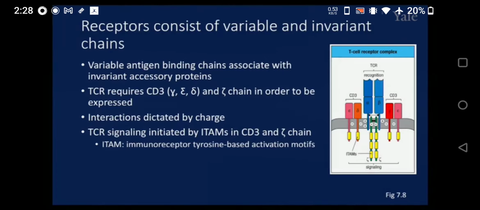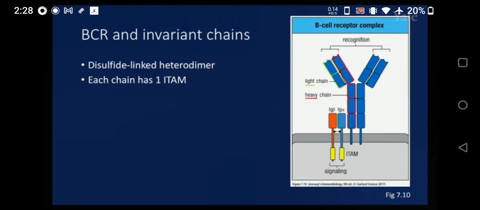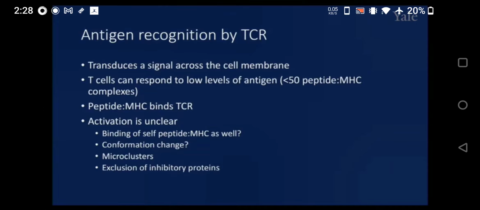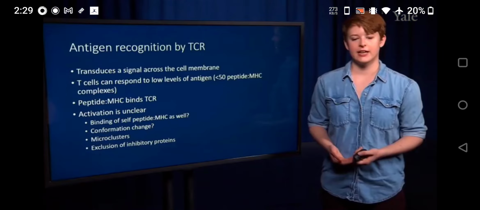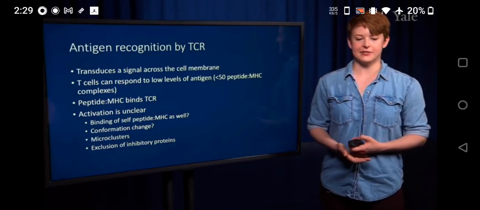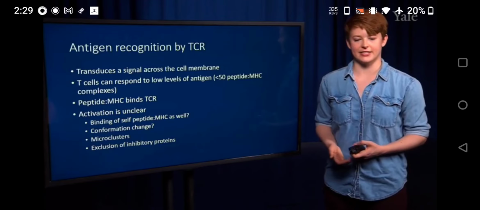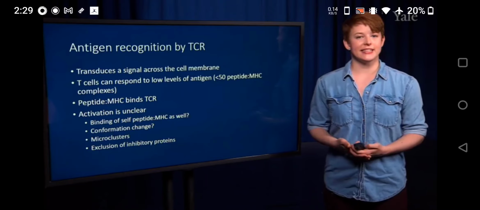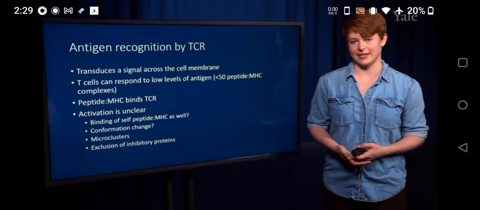So B cell receptors act very similarly. Instead of CD3, they associate with Ig beta and Ig alpha, which again have ITAM signaling domains. When antigen is recognized by the TCR, this produces a signal across the cell membrane. And this allows T cells to respond to pretty low levels of antigen binding, so less than 50 peptide MHC complex interactions of the whole cell.